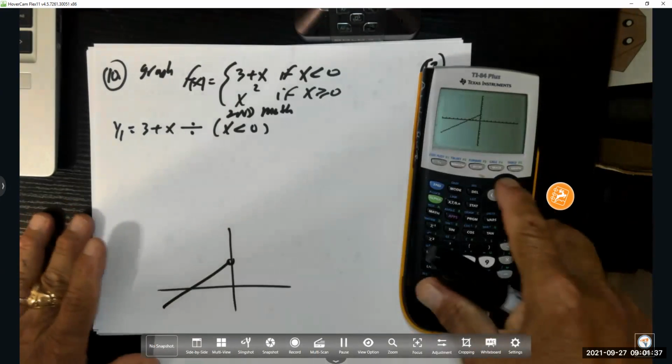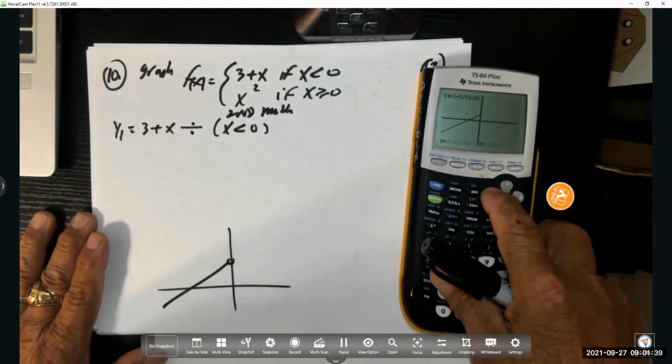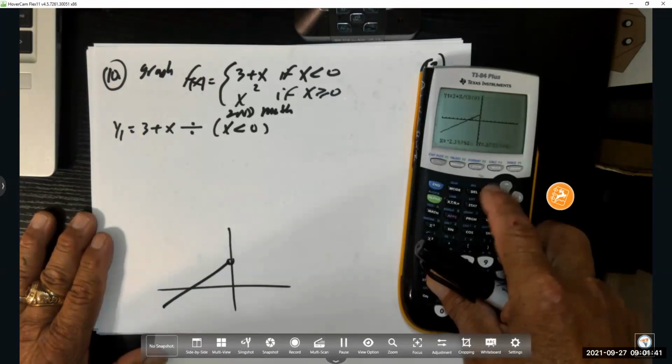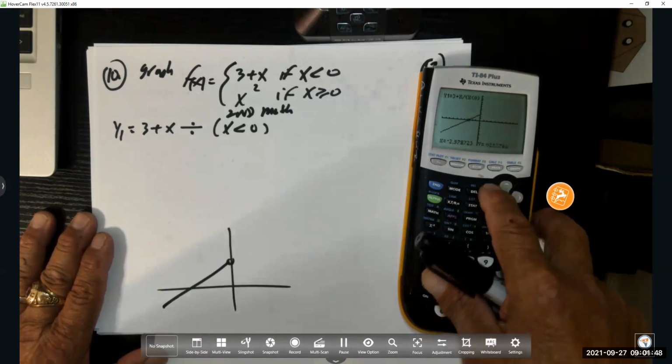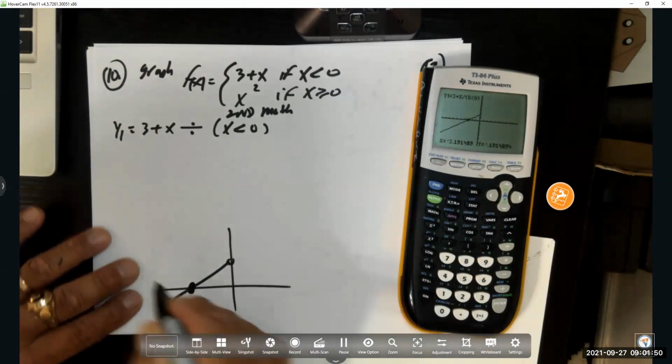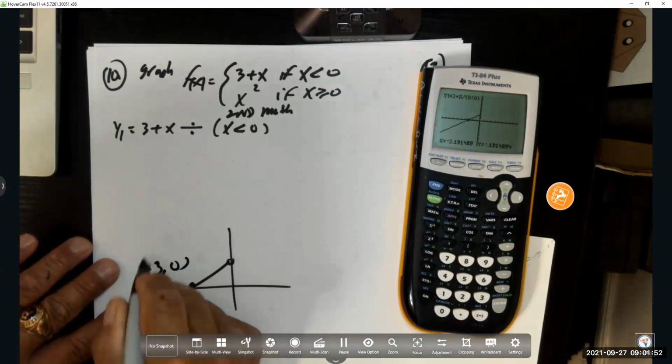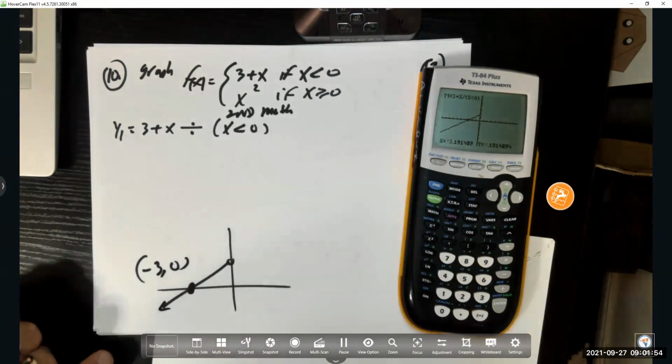I'm gonna do a trace on it, to get to this other spot over here in this line. And that spot is like negative 3 and 0. So I'm just gonna get this spot right here. Negative 3 and 0. Okay, now the second graph.